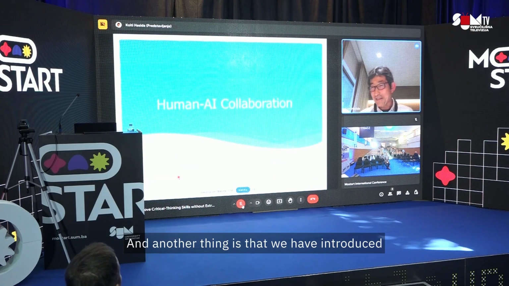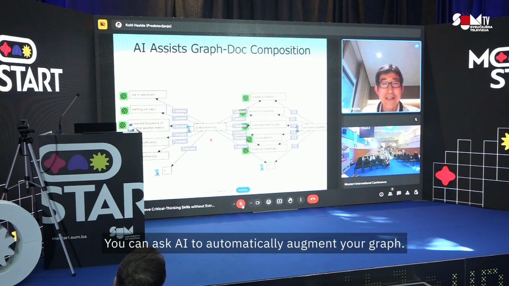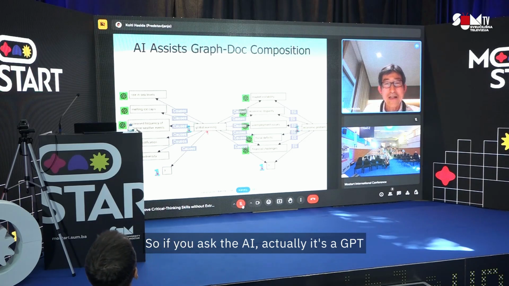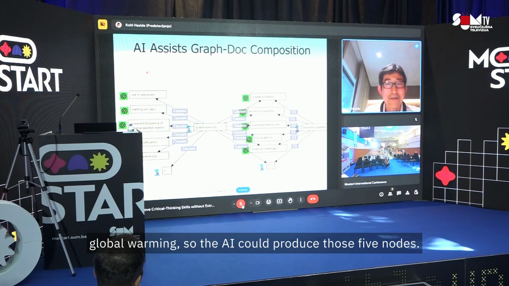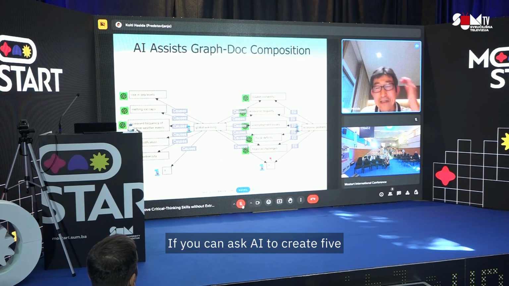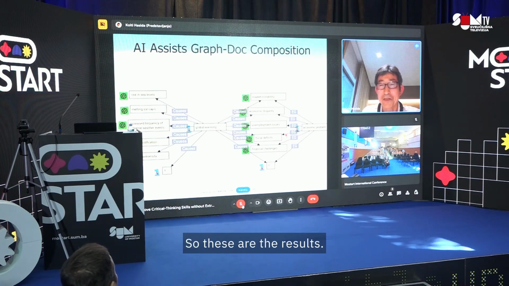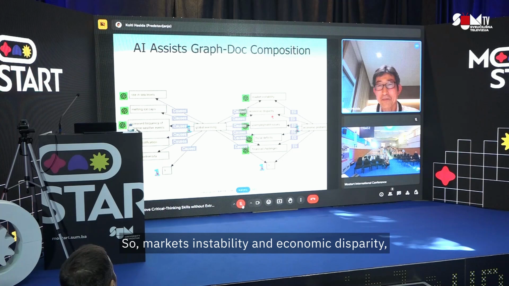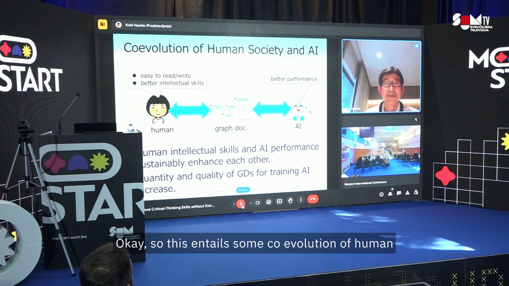Another thing is that we have introduced AI into the graph document composition software. You can ask AI to automatically augment your graph. If you ask the AI, actually GPT-4, to augment the graph by adding more results of global warming, the AI could produce those five nodes. And you can also ask the AI to create five more nodes which are both results of global warming and examples of economic problems. So these are the results: market instability and economic disparity, both results of global warming and examples of economic problems.